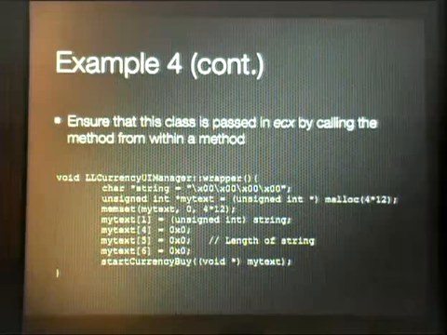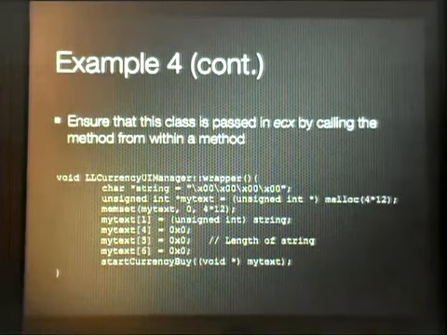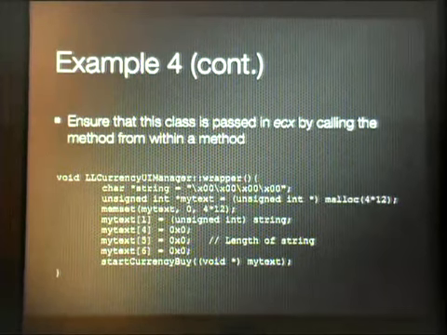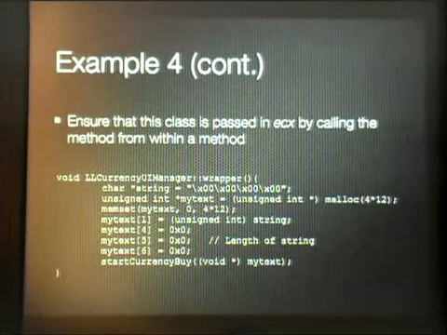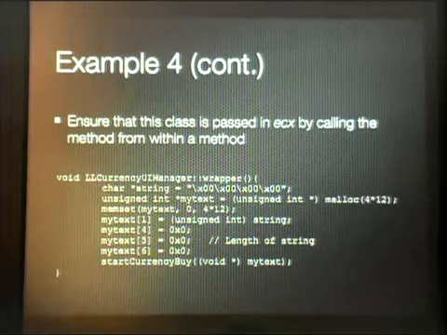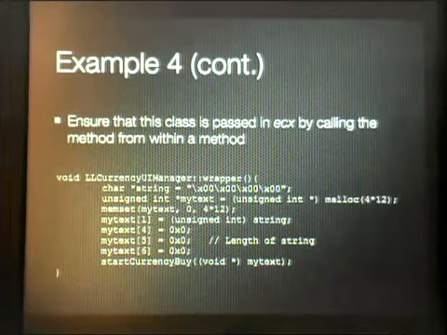Okay, so I can set up a fake class, and then I just have to make sure it ends up in ECX. And the way I do that is I make sure that in my DLL, I call it from within a class. So instead of just calling a fake function pointer, now I'm calling a fake method. And then everything works out great.